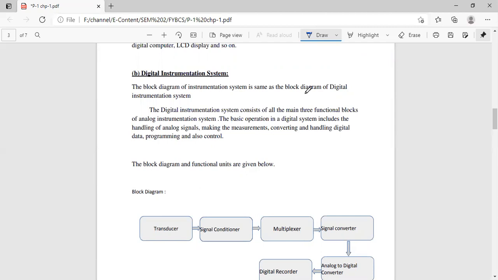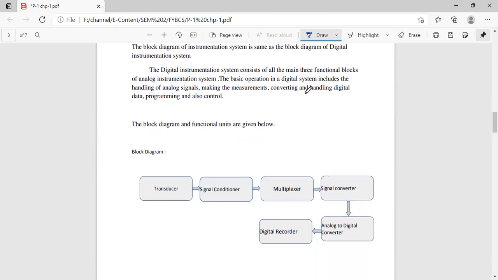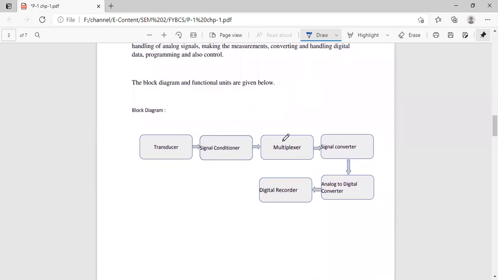As I told you, the basic operations in a digital system include the handling of analog signals, making the measurements, converting and handling the digital data, programming, and also control. Now we'll see the block diagram and try to understand each and every block in detail. So this is the block diagram of the digital instrumentation system.